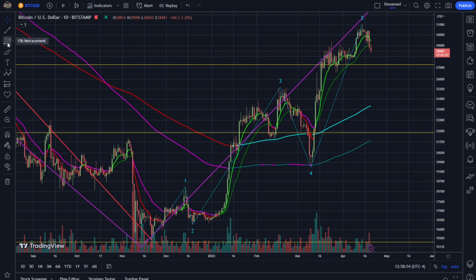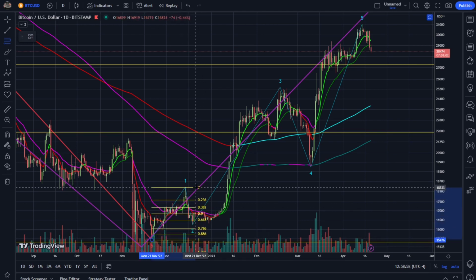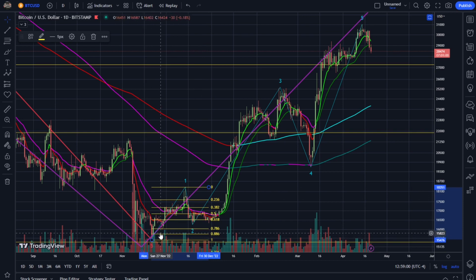So the simple way that we're going to do that is we just take our fib tool and we're just going to go from the lows right here to the top of the 1 right there and see how deep was the initial retracement. So we had a push to the upside. We came back down to the 618, and that's where we found support. So we had a 61.8% retracement of our 1. So that's important to note.